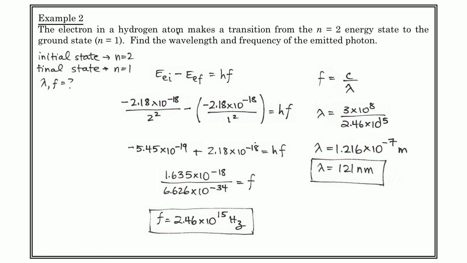So when the hydrogen atom makes a transition from n equals 2 to n equals 1, this is the wavelength of the photon that is released. Okay? And this is basically how the Bohr atom explained the hydrogen spectra.